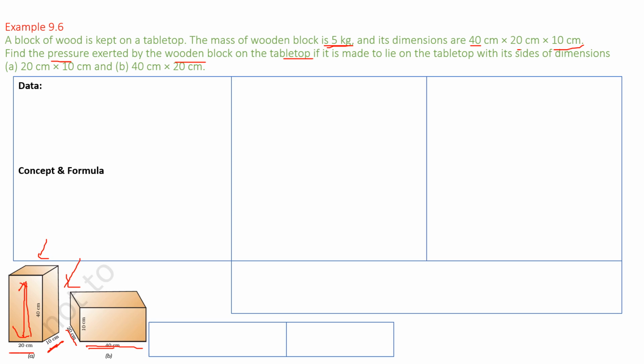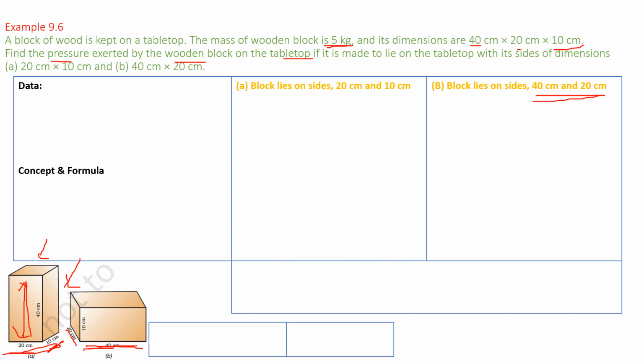As always, we start with the data that's given, and we use concepts, and then we use related formulas, and then we go for subparts of a problem. For example, when the block lies on the sides with 20 centimeter and 10 centimeter, this first case, and we also need to solve what is the pressure exerted by this block when it is lying with sides 40 centimeter and 20 centimeter.